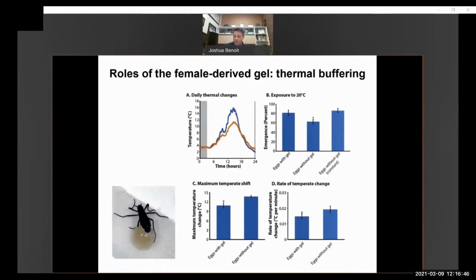Within this paper, there's also some data to show that it's very critical to preventing dehydration as well. But we kind of assumed that from the get-go, so I'm just not going to talk about that here.